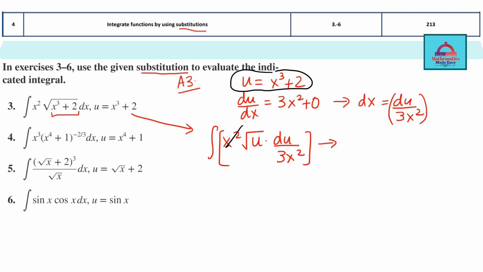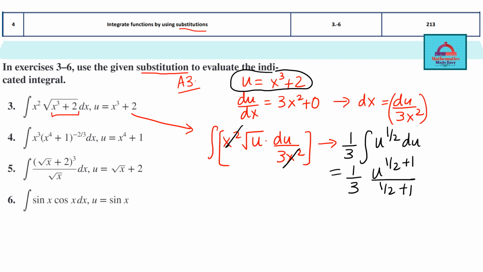Now x square and x square is going to cancel. This 1 by 3 is going to come out of the integrand, and inside you are left with u to the power 1 by 2 du. Now you can apply the power rule for integral as we did in the last video. So the power is going to increase by 1 and we are going to divide by 1 by 2 plus 1. Always remember to also add the constant of integration.